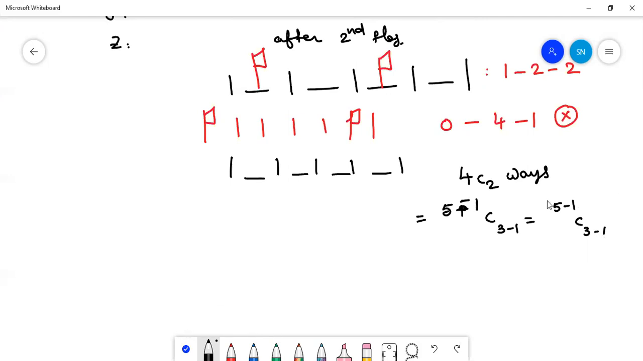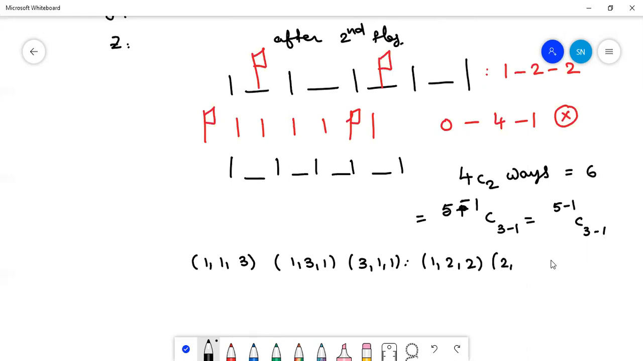So as you know, 4C2 is 6 ways. As it is a simple number, you can just observe the cases. It can be 1, 1, 3, 1, 3, 1, 3, 1, 1, and at the same time 1, 2, 2, and as you arrange them 2, 1, 2, 2, 2, 1. Okay, so these are the 6 different cases.